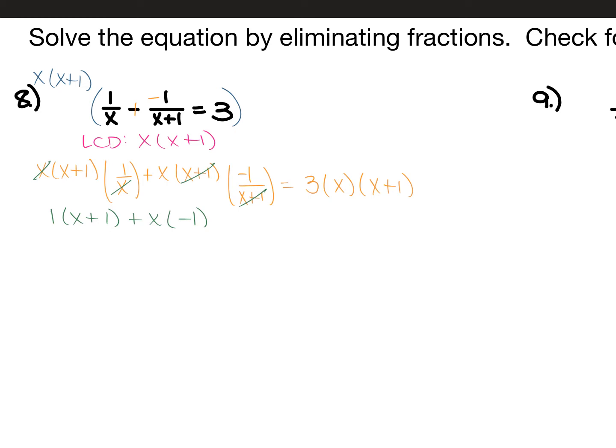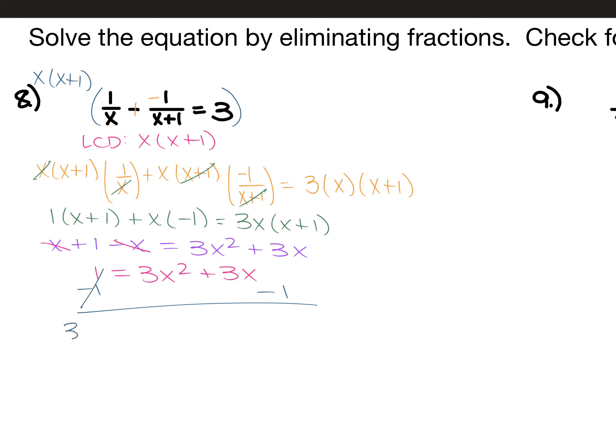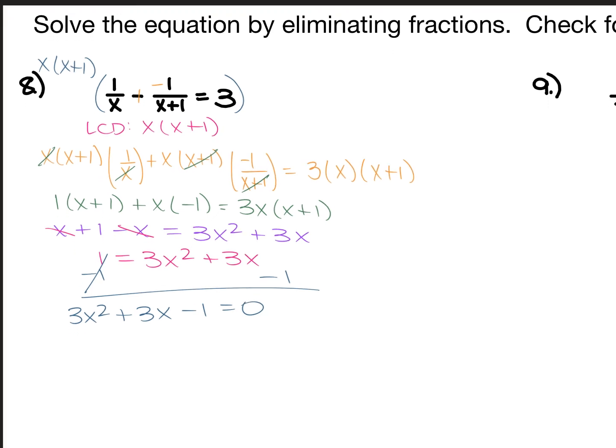So from here, on the other side of that equal sign, you're going to have 3x times x plus 1. So you are going to multiply this out. That's going to give you x plus 1 minus x is equal to 3x squared plus 3x. Combine your like terms on the left side. Your x's are opposites, so they cancel. You have 1 is equal to 3x squared plus 3x. We're going to move that 1 over by subtracting it from both sides. So that's going to give you 3x squared plus 3x minus 1 is equal to 0.